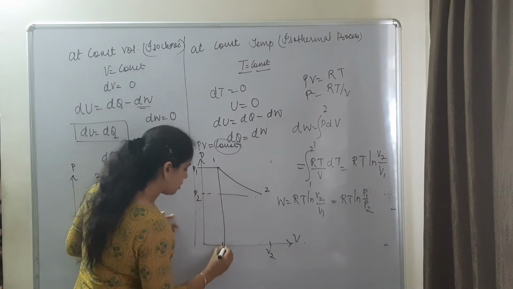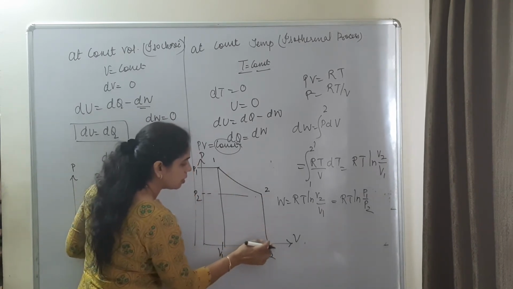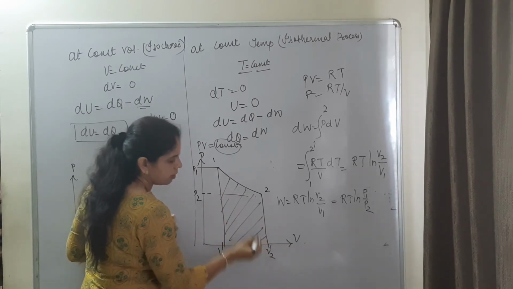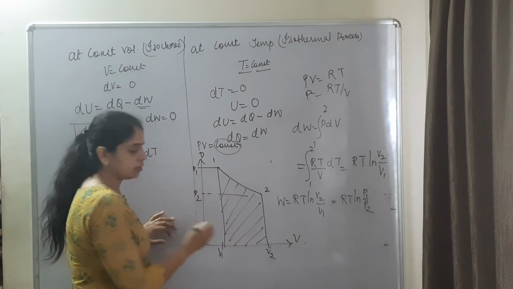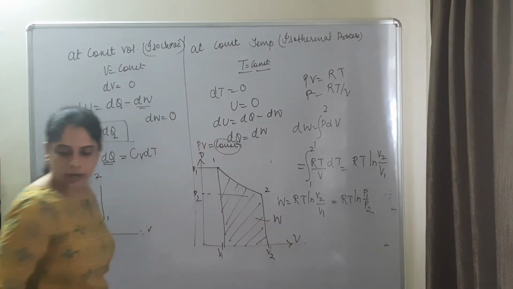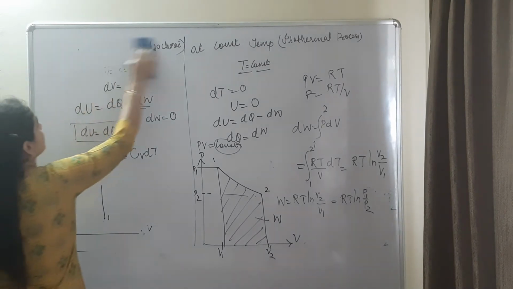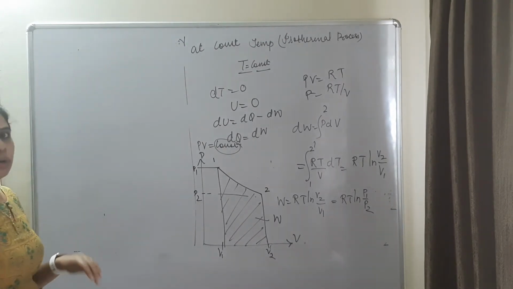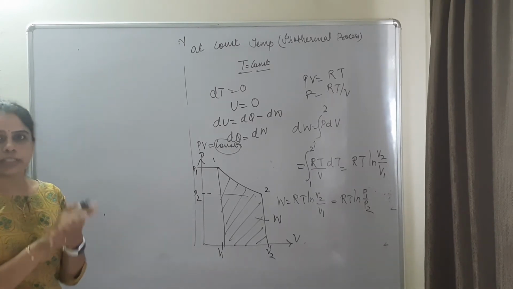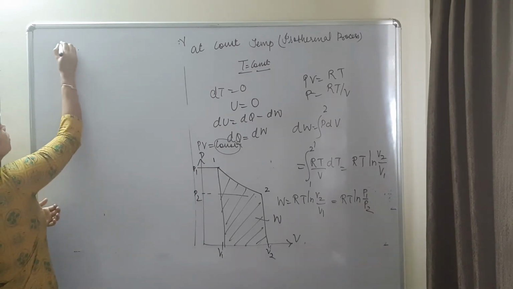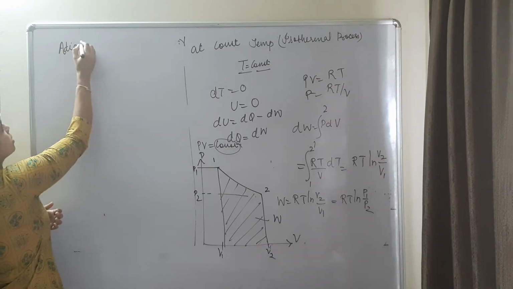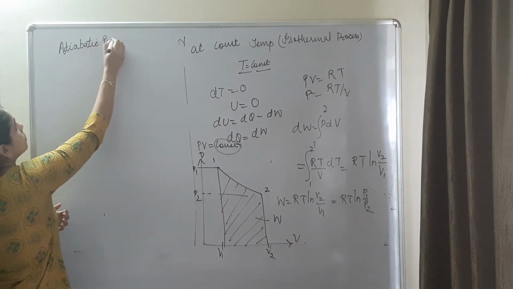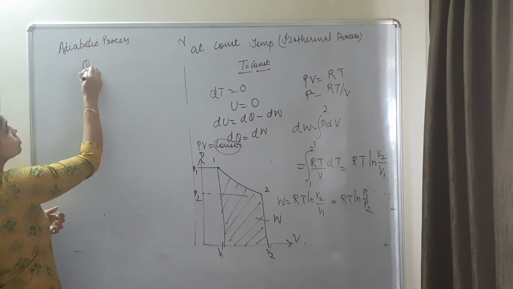Okay, and work, transfer work done, you can find this is area under the curve. So this is your W. Okay, now the next one is adiabatic process. And for the adiabatic process, we all know that there is no heat interaction between the system and surrounding. That means for an adiabatic process, Q is equals to 0.